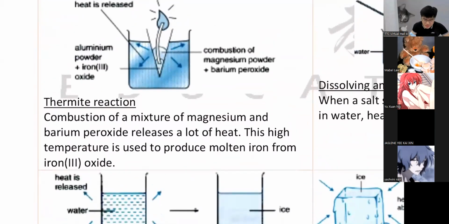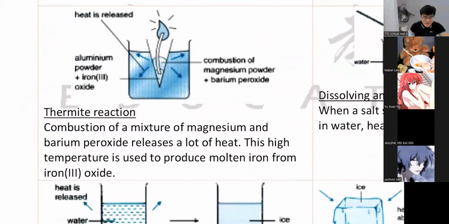All right, next, thermite. Oh, this is interesting. Guys, this is interesting. Are you guys interested in some World War II story? Are you guys interested in some sejarah? Okay, let's talk about sejarah. I will not talk about some boring sejarah. Let's talk about something interesting.